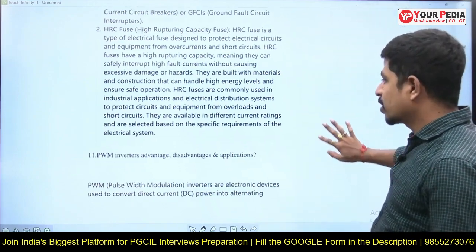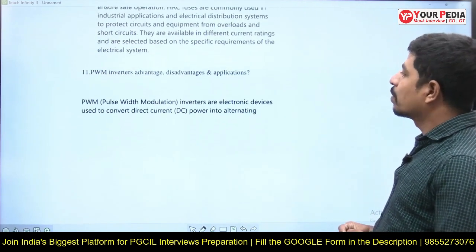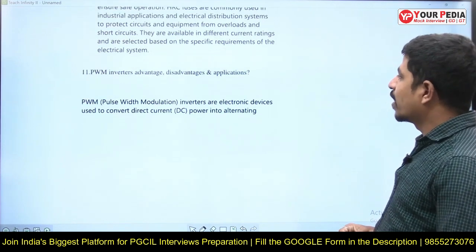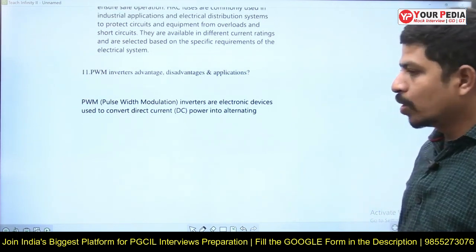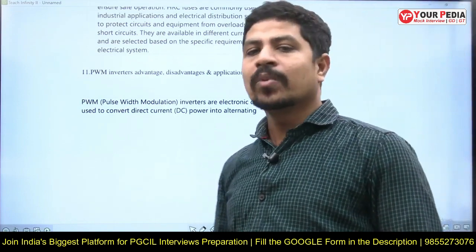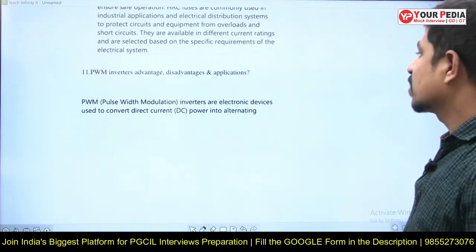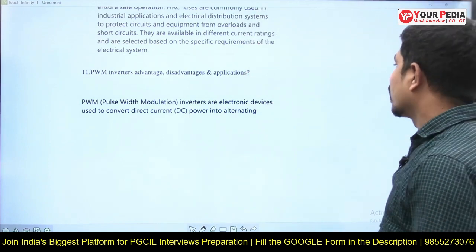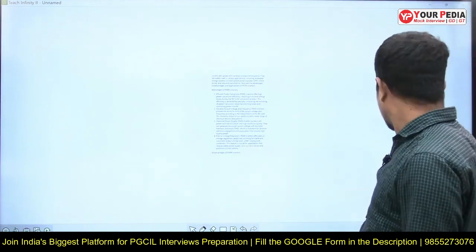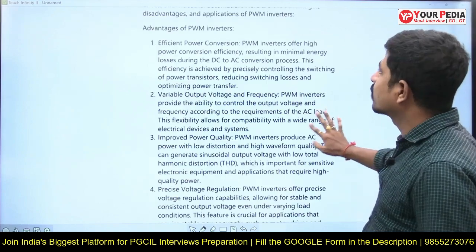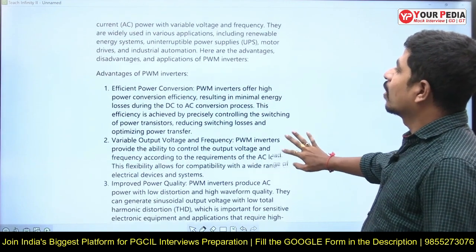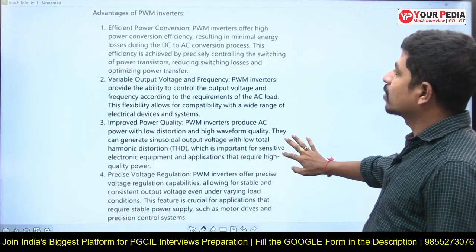Next question is, what are PWM inverters' advantages, disadvantages and applications? Pulse width modulation inverters, PWM inverters. Let's go through it. These inverters are electronic devices used to convert direct current DC power to alternating current. That is a known point for all of us. So what are the advantages of PWM inverters?